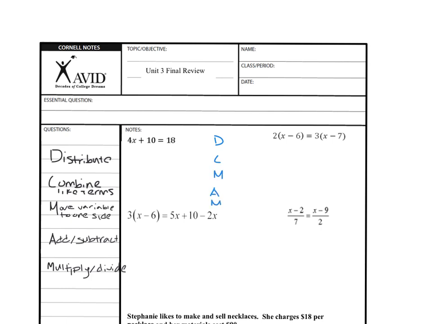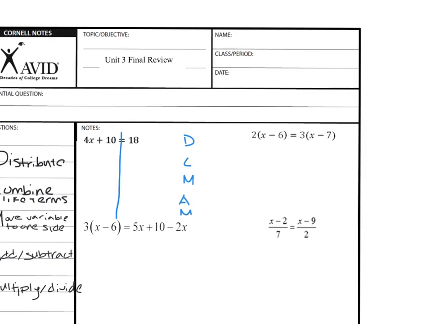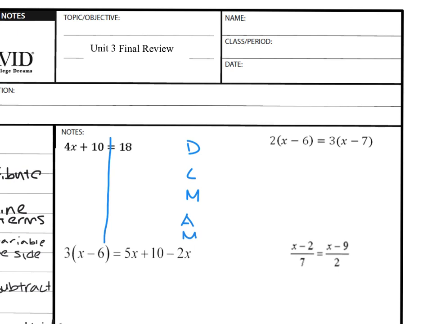So for this first one, we have 4x plus 10 is equal to 18. I don't see any parentheses, so I won't need to distribute anything. I don't have any like terms that I need to combine. I don't need to move my variable, but I will have to add or subtract something. I want x to be by itself, so that means that I need to get rid of this plus 10. And to get rid of it, I have to do the opposite of what's being done to it right now. So since it's being added, I need to subtract 10 from both sides.